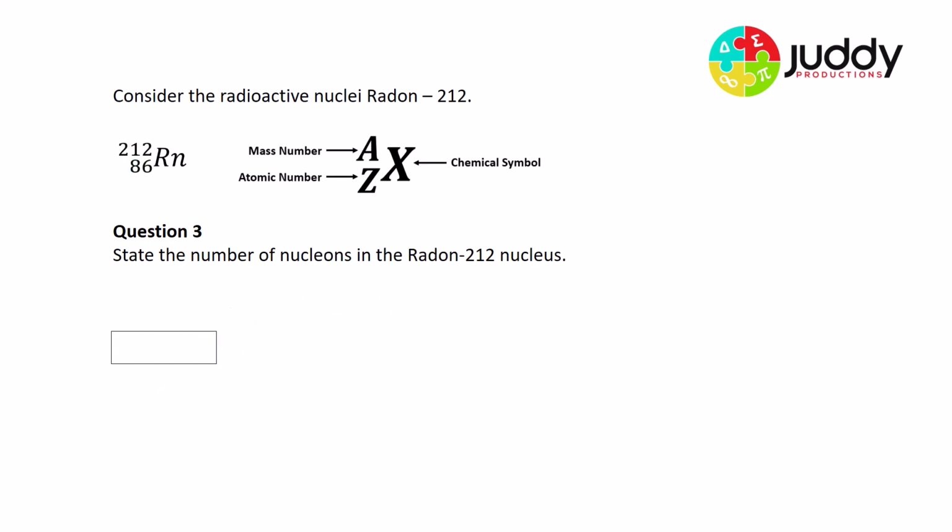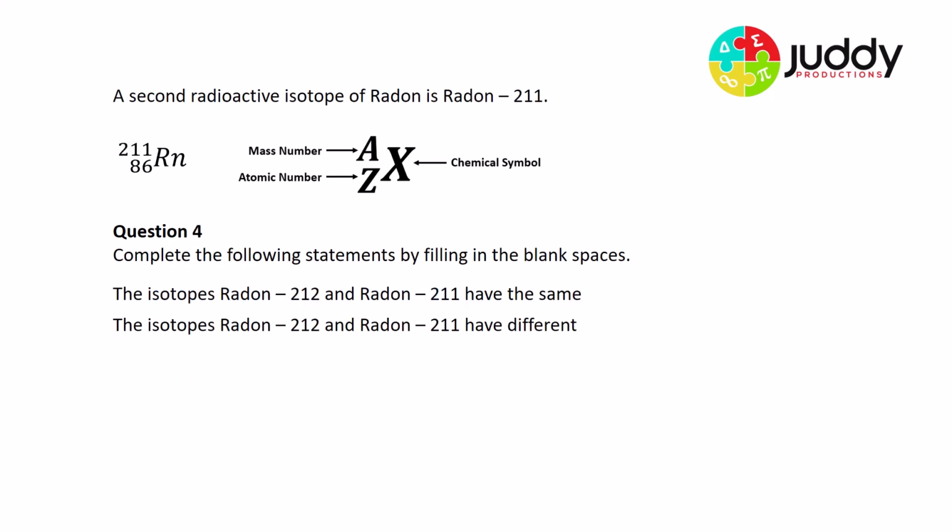Question number 3, state the number of nucleons in the radon-212 nucleus. Now the word nucleons describes the number of particles inside the nucleus. It's the sum of both the neutrons and the protons. And it's simply given by the mass number A, which in this case is 212. Again, worth 1 mark. Question number 4.